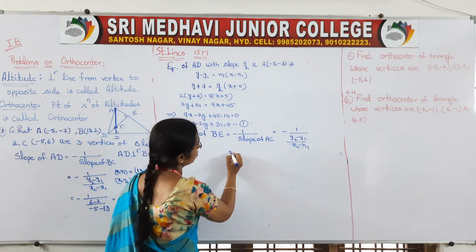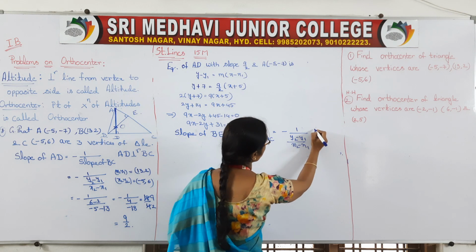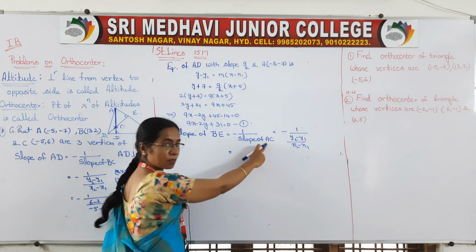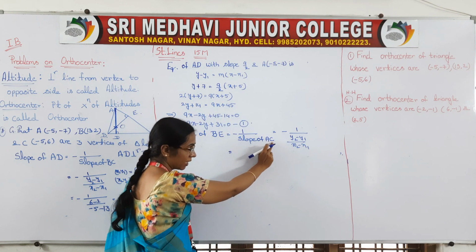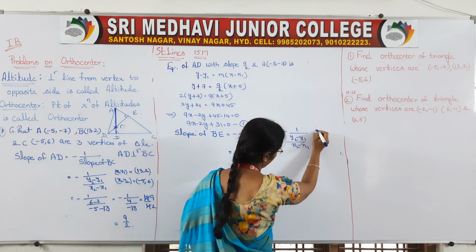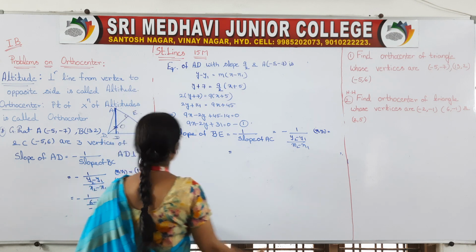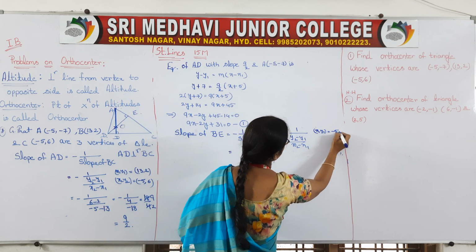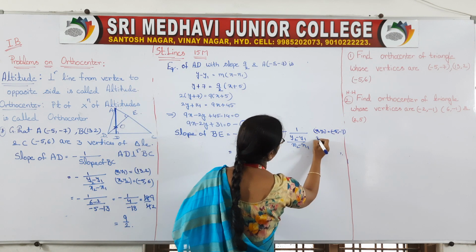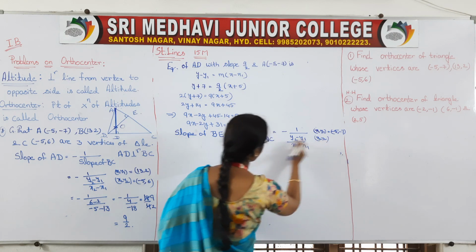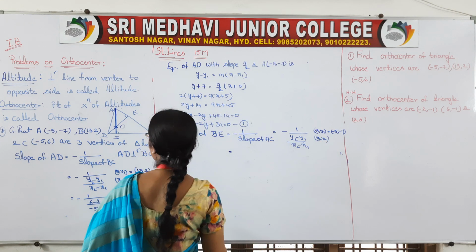So it is equal to, where your x1, y1, the first point, is A and the second point is C. So your x1, y1 is A. What is the A point? Minus 5, minus 7. And x2, y2, for this line, C is the x2, y2.